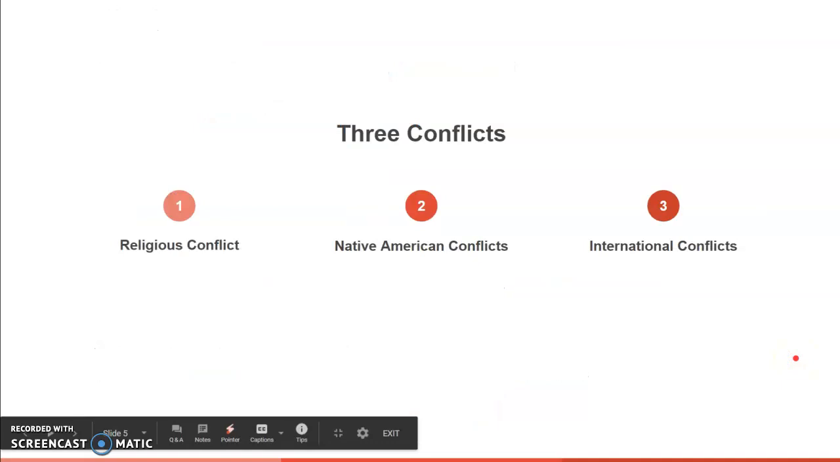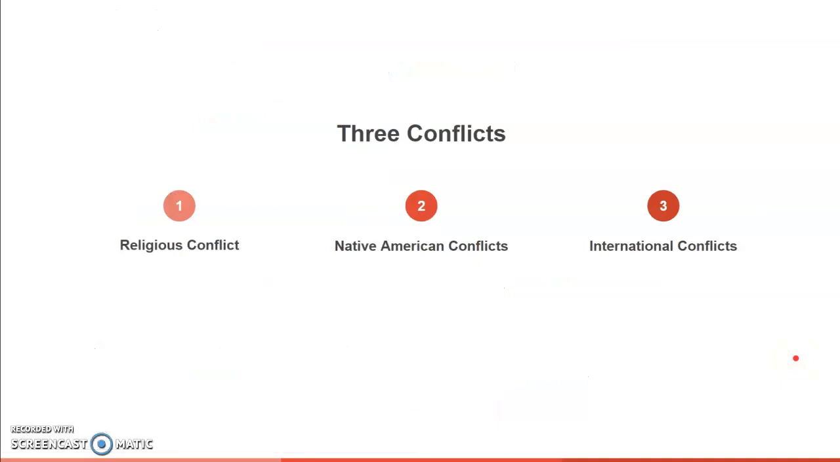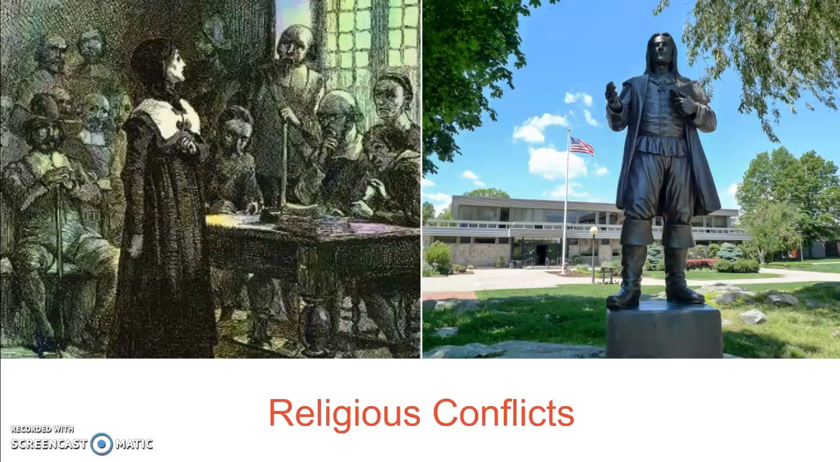So there are three big conflicts I wanted to talk about. And the first one we're going to talk about is religious conflict. So in the Massachusetts Bay Colony, which they got to in 1630, remember, by 1636, so they've only been there for about 6 years, they're starting to have some major problems. And I wanted to talk about two of the problem makers, the rabble rousers.